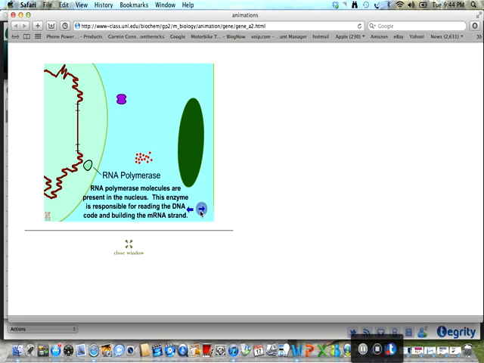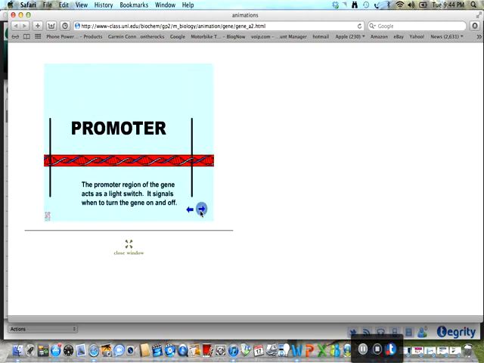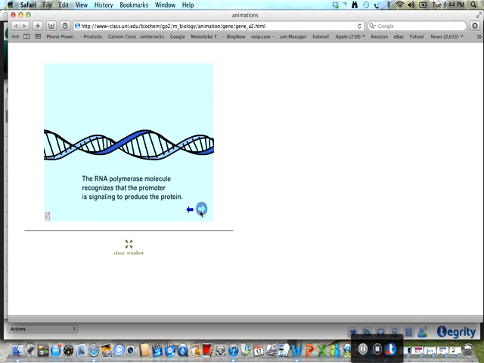RNA polymerase molecules are present in the nucleus. This enzyme is responsible for reading the DNA code and building the mRNA strand. The promoter region of the gene acts as a light switch. It signals when to turn the gene on and off.